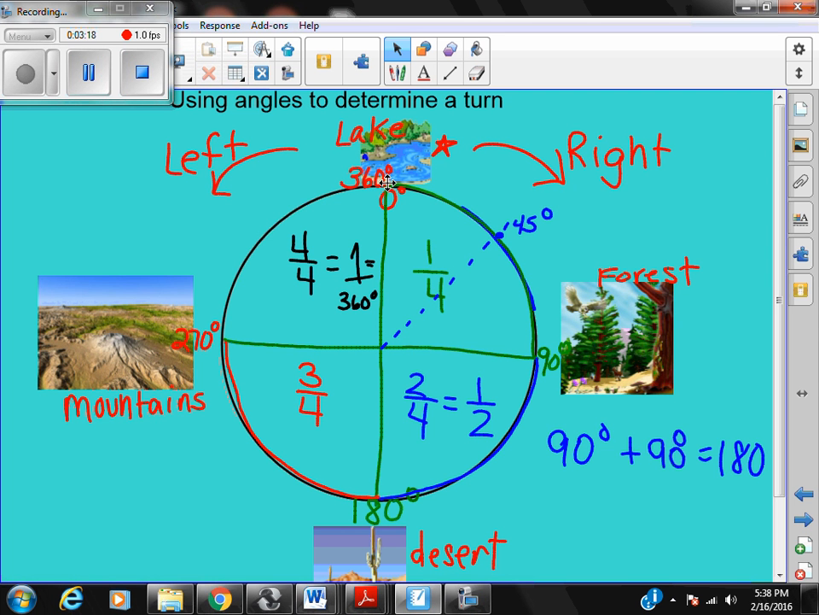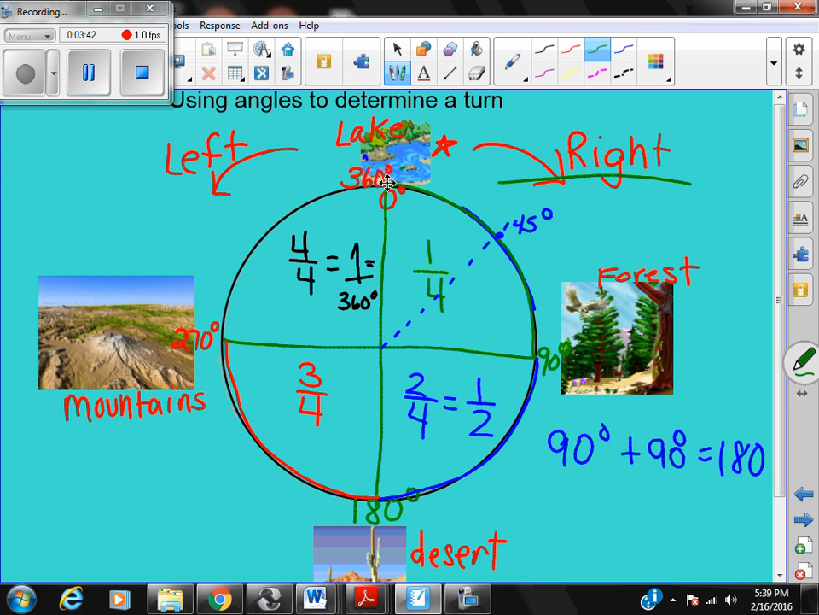So if I had a scenario where Mrs. Thomas was facing the lake, you can see the lake is here at 0, and she made a 90-degree turn to the right. You can see my directions here. Here's the right. I want to turn this way. If I make a 90-degree turn, what will she be facing? Well, she'd be facing the forest.